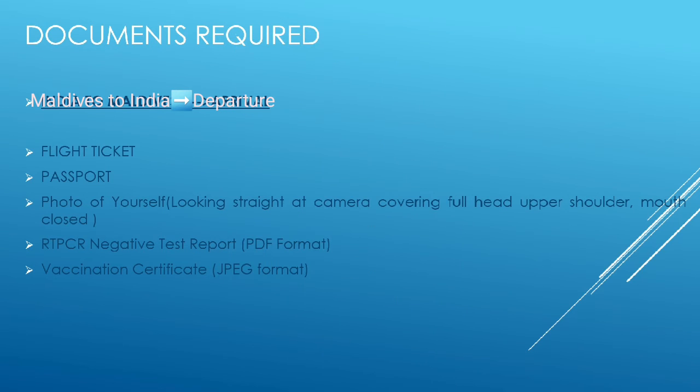Even for the departure, that is from Maldives to India, you are required to fill the IMUGA form. So again, click on the link. You will be redirected to the site. Here, click on departure. While traveling from India to Maldives, you clicked on arrival. Now, if you are traveling from Maldives back to India, here you have to click departure.